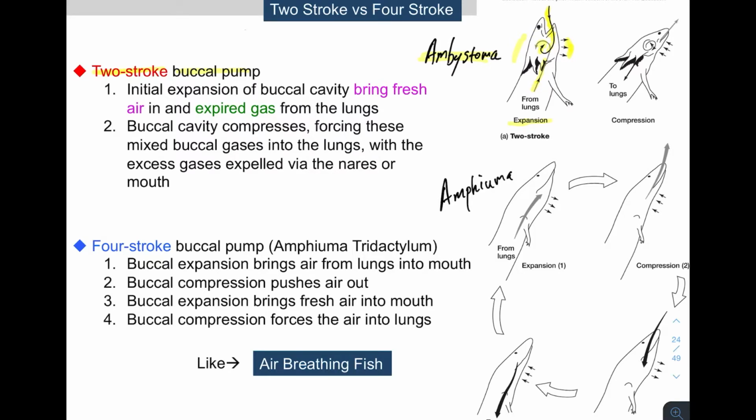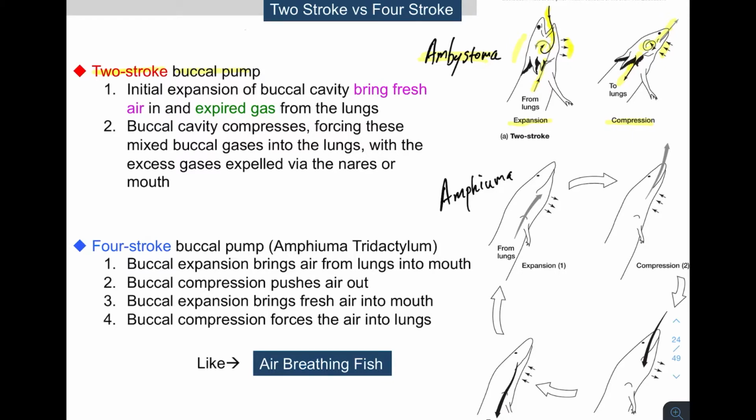And then secondly, in the second phase, you have a compression phase where the musculature compresses the buccal cavity. And then again, two things happen. Some of that air gets pushed to the lungs, and some of that air gets pushed out to the atmosphere. So just realize that in a two-stroke mechanism, we are a bit more efficient in that we have fewer steps compared to the four-stroke, which we're going to see in a little bit. But the air is definitely mixing.